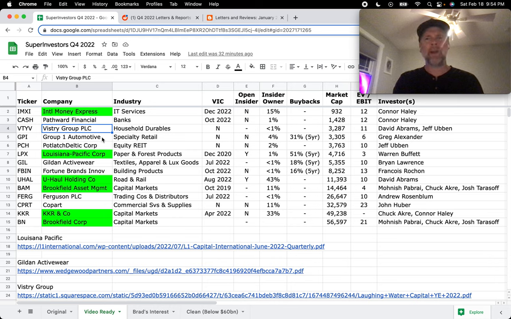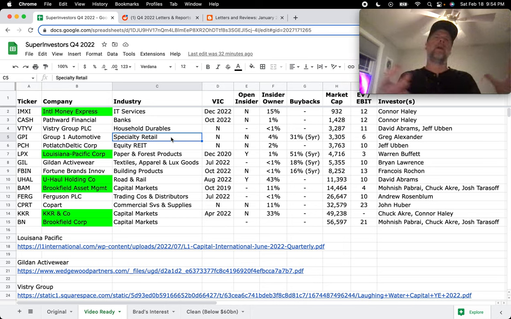Group 1 Automotive, by Greg Alexander, who runs Conifer Management. An auto retailer, it's hard for me to get excited about that, especially because it seems like we're coming down from this crazy used car boom. I don't even know if they deal with used cars, but where we are now in terms of car sales and the market cycle, I can't get excited about an auto retailer. And again, fairly low insider ownership.